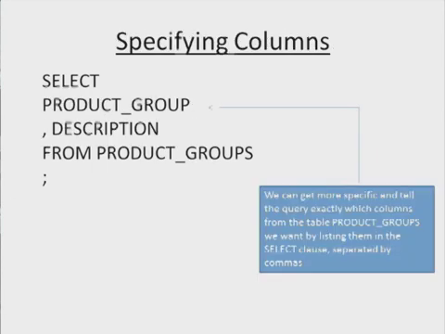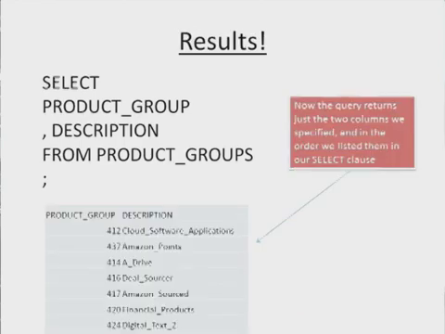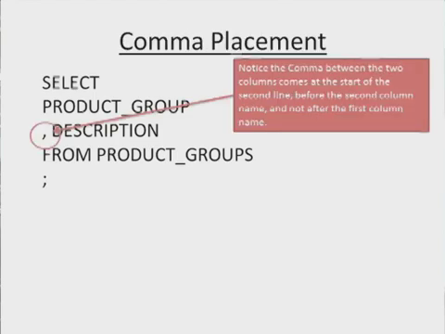And you can be more specific, obviously, than just show me all the columns. So the select clause, where we list the columns we want, you can list them and put a comma between them, and that will just return those specific columns. And you'll notice the way, this is a style thing, but you'll notice that I put the comma after product group. Right before description, not after product group.